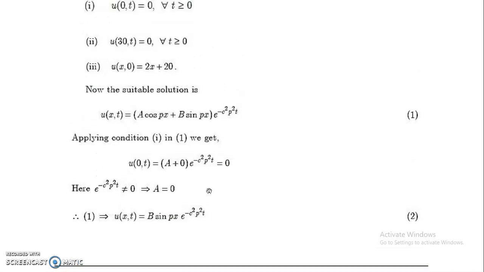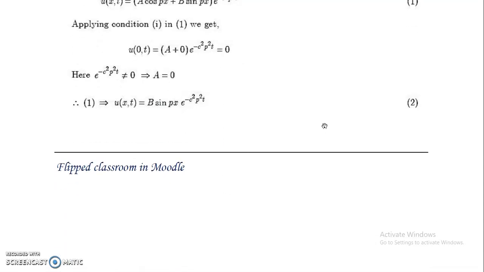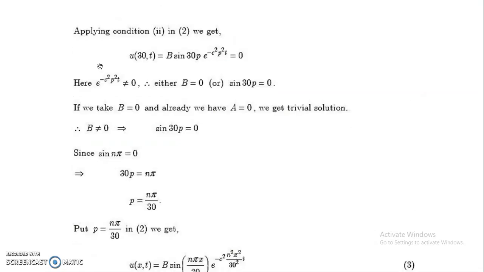Now the second condition substitution, u of 30 comma t equal to 0. So replace x by 30 on your current solution, which means on equation number 2. So we'll get a formula like this and make it equal to 0. Again, this exponential term cannot be equal to 0. Now B equal to 0 or sin 30p is equal to 0. You cannot take B equal to 0.